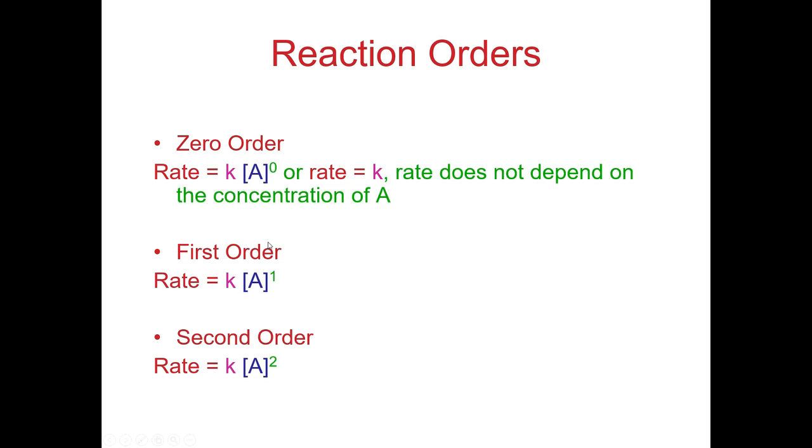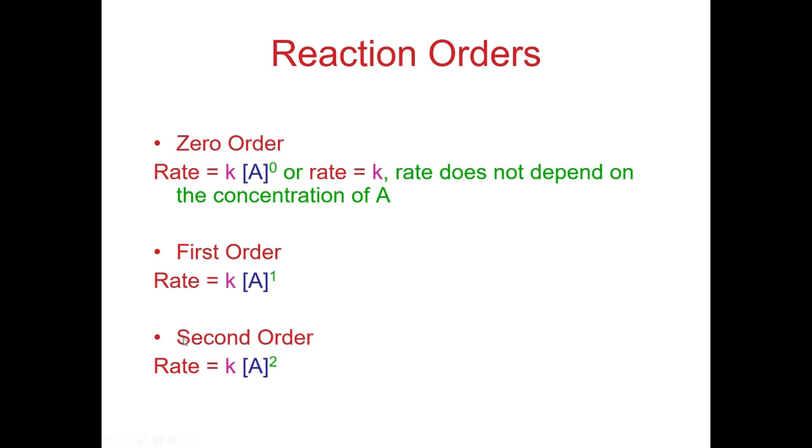First order reactions have an exponent of 1. Any number raised to the first power is just the number itself. So we would say the rate is equal to K times the concentration of A. This would be a 1-to-1 relationship. As A changes, the rate changes by the same amount. So if A doubles, the rate doubles. If A triples, the rate triples. If A is cut in half, the rate is cut in half.